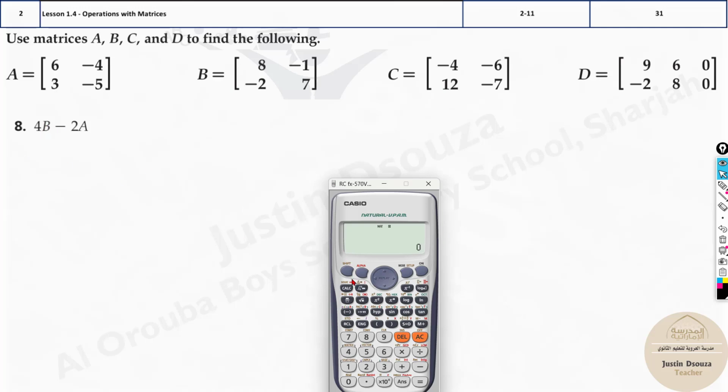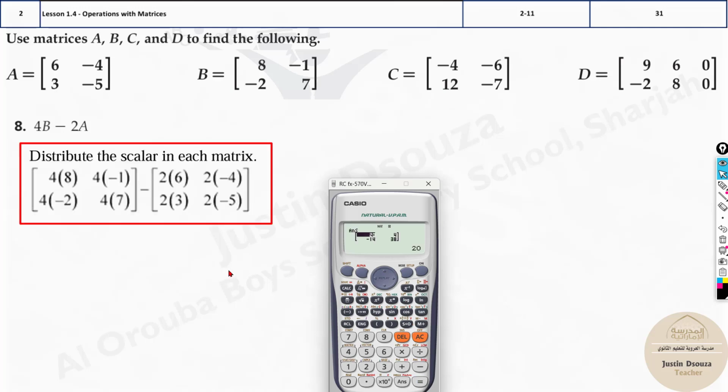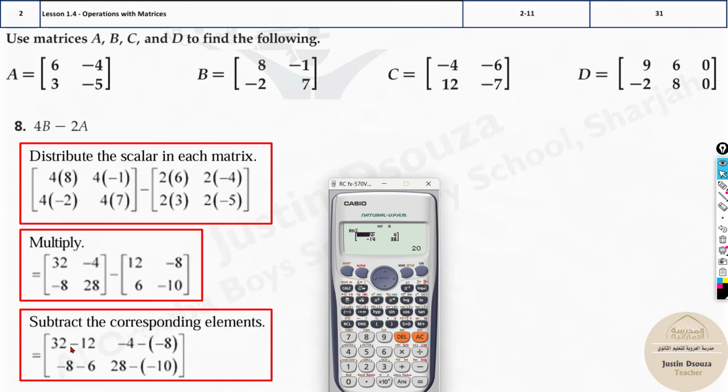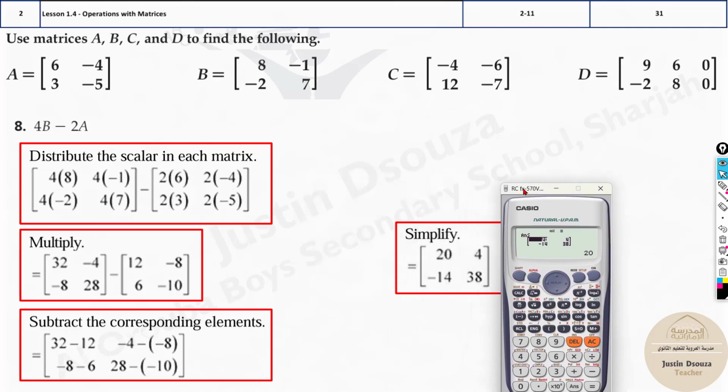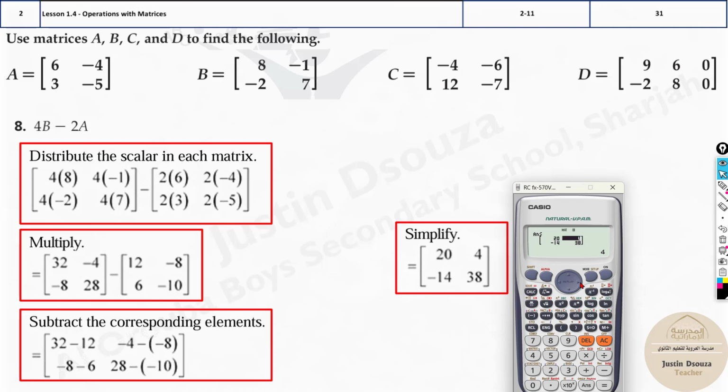Now do this accordingly. 4 times matrix B, that is 4. Minus 2 times matrix A, that is shift 4 and 3. And just press equal to, the answer is over here. Okay, this is it. 20, okay, where is the answer? Here it is. 24 minus 14, 38. So instead of doing all this, you directly get the answer as long as you put the equation properly.